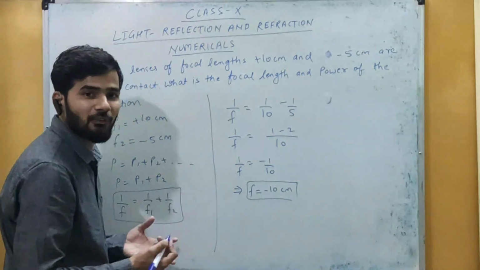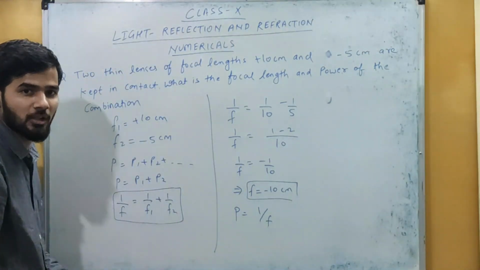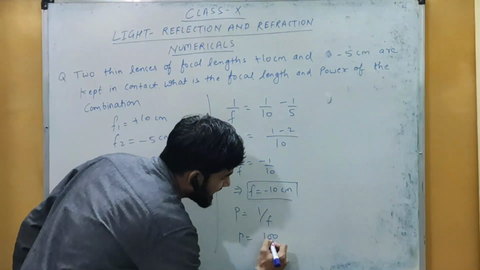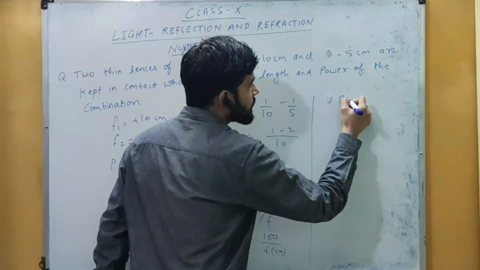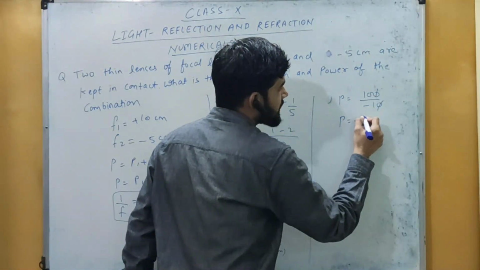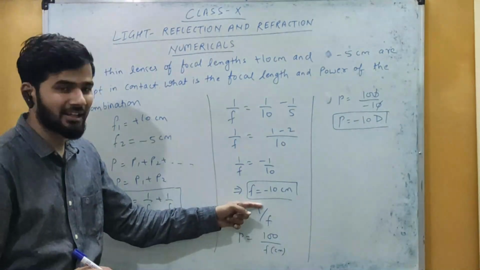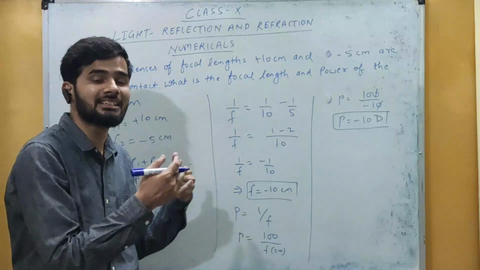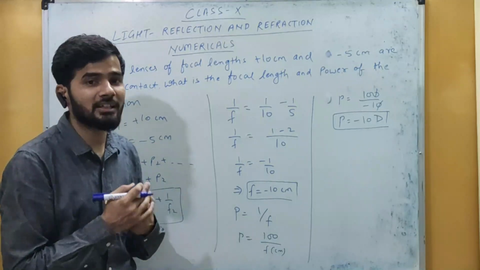Okay, now how can we find the power? P is equal to 1 by f. That is the formula for power. Now we have the focal length, but that is in centimeter, so I can write P is equal to 100 by f, where f is in centimeter. So here P is equal to 100 by the value of f, which is minus 10. So कितना हो जाएगा? P is equal to minus 10 diopter. So the resultant combination will have focal length of minus 10 centimeter and power of minus 10 diopter. Now you can see this negative sign represents that the resultant will be a concave lens, or you can say the resultant will behave as a concave lens.